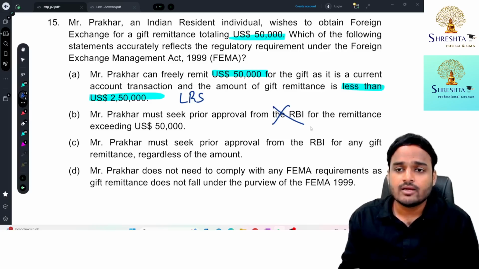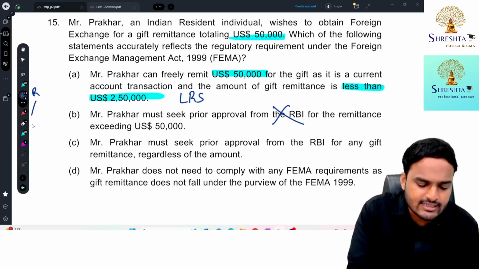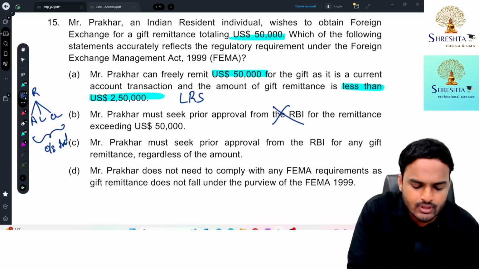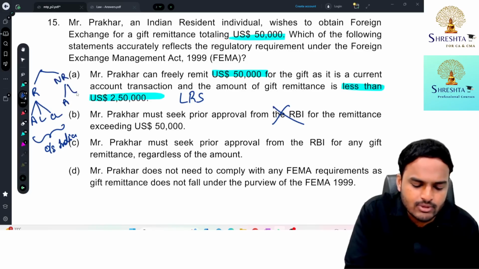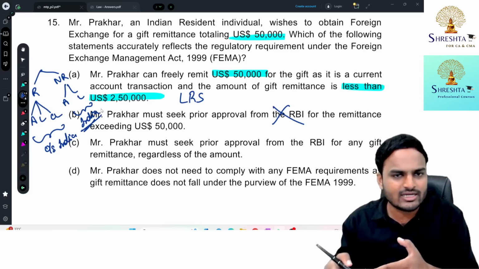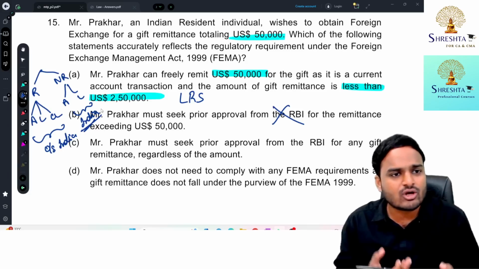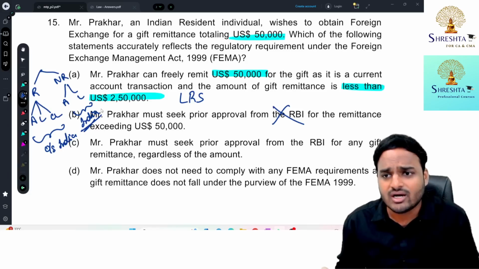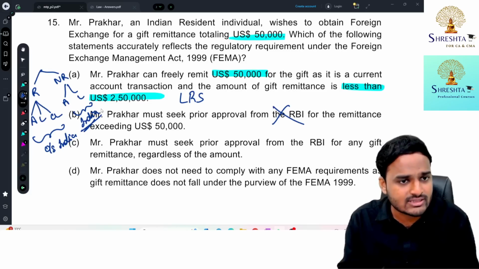The reason is that a capital account transaction is a transaction which alters residents' assets or liabilities, including contingent liabilities, outside India, or non-residents' assets or liabilities in India. Now, when someone is gifting 50,000 USD outside India, it is neither creating an asset nor creating any liability. Therefore, it is not at all a capital account transaction in the given situation. So, it's a current account transaction.